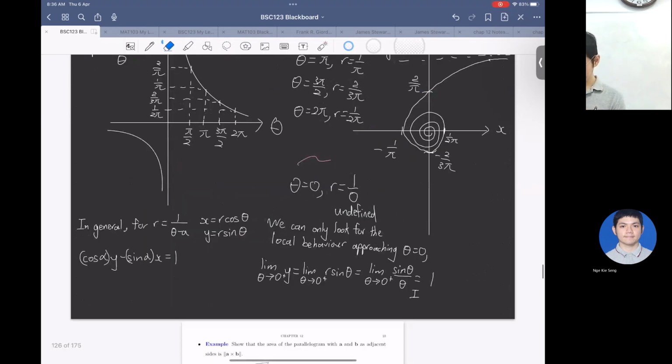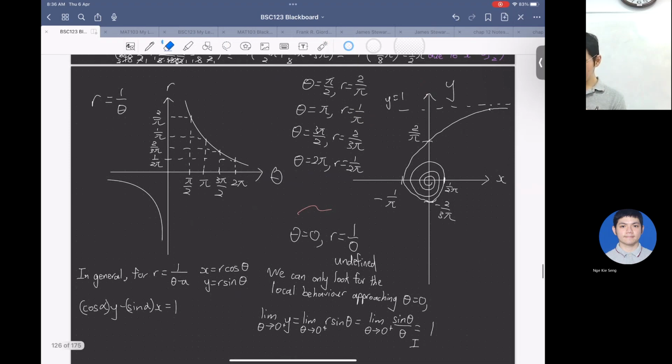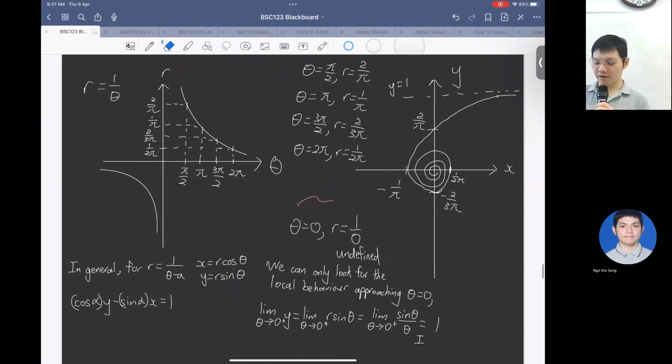Actually, I wanted to show another example. If you want, you can plot it at home. This one was asked by Sui Long. Sui Long asked me how to plot this graph, which is taken from Adam's book. Is it Adam or Stewart? Adam, okay. So r equals 1 over theta. How do you plot it on the xy plane?